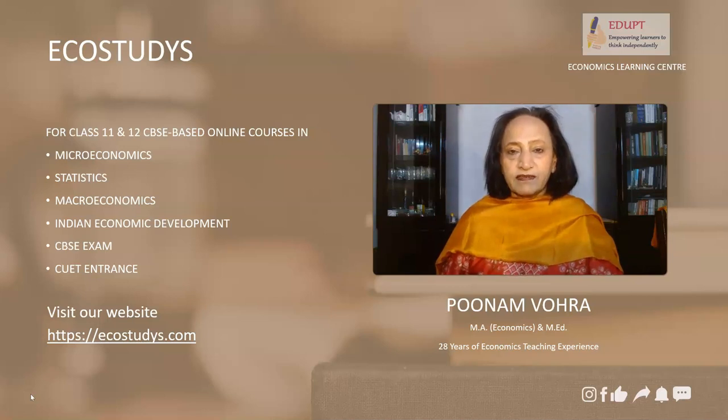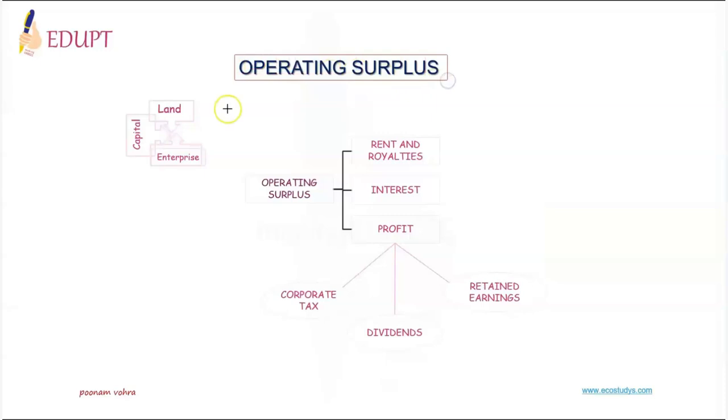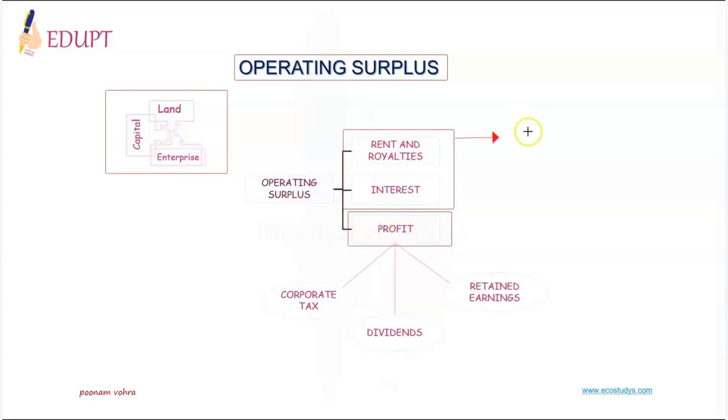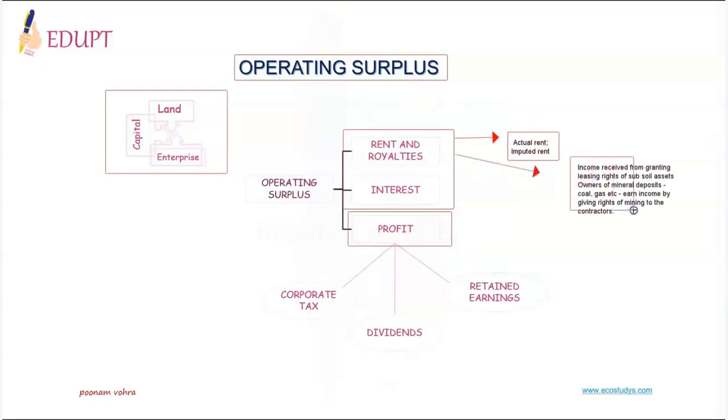Now let's begin. Operating surplus is related to land, capital and enterprise as the factors of production. So it is the income earned from property comprising of rent, royalties and interest, and from entrepreneurship comprising of profit. So far as rent is concerned, it includes actual rent and imputed rent. And royalties comprise of the income received from granting leasing rights of subsoil assets.